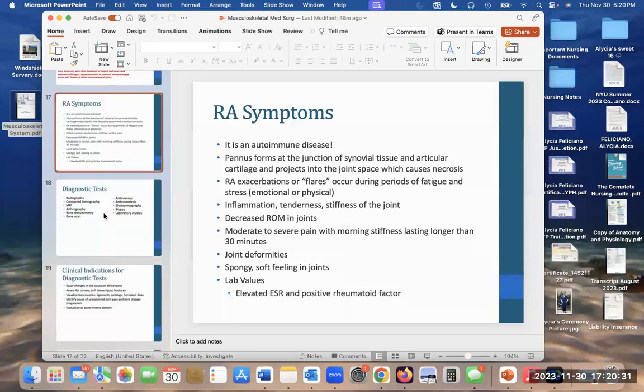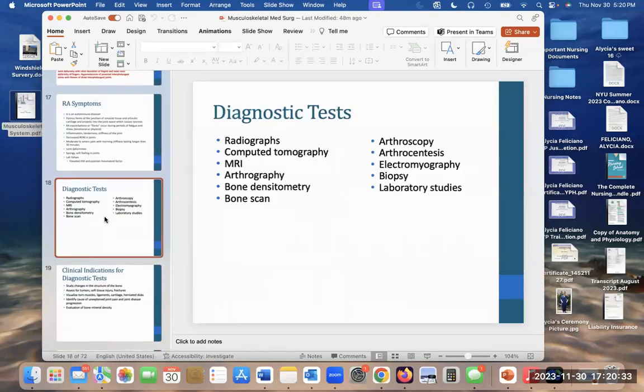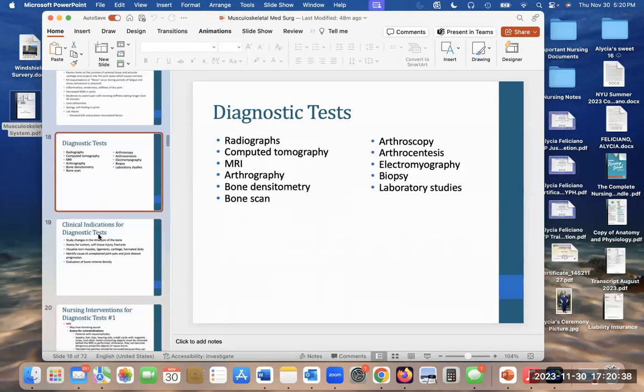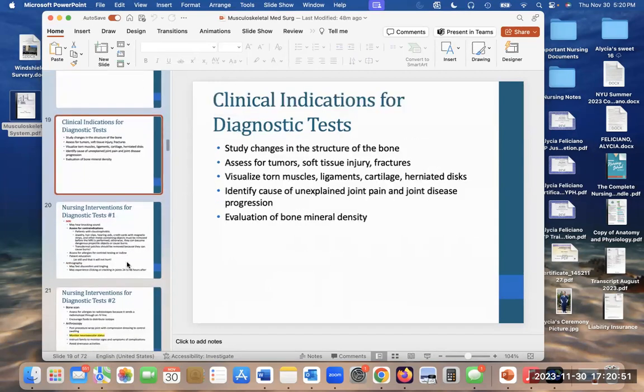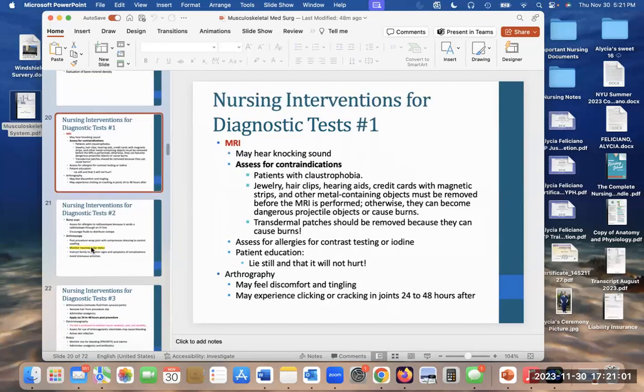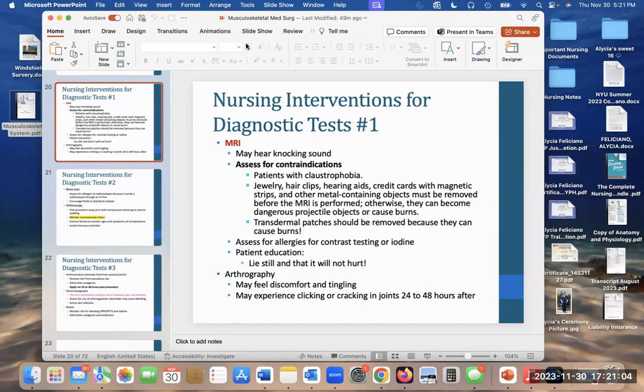Now, there's a bunch of different diagnostic tests, not for this, but just generally when we're talking about musculoskeletal disorders. So, this is actually really important, and I was tested on some of these, but the ones that I was mainly tested on were MRIs, as they are the most commonly seen, as well as biopsy. But diagnostic tests are used for studying the bones, looking at the structure, seeing if there's something wrong with the musculoskeletal system. So, we have an MRI. With an MRI, we can hear a knocking sound during this test.